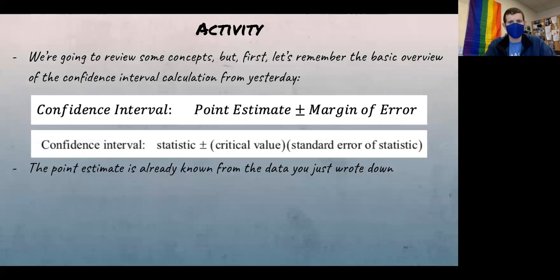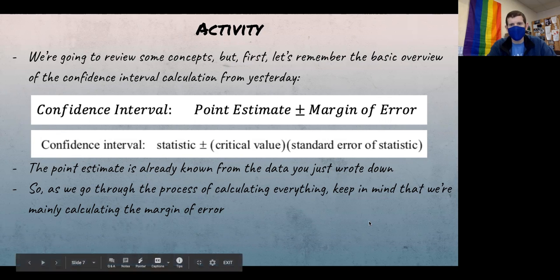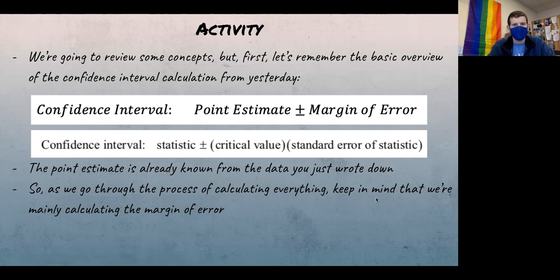All right, the point estimate is already known from the data you just wrote down. So specifically, the point estimate is that actual percent vote share that was predicted for Trump. So that first number you wrote down, in my case, 48%. So that's your point estimate. That's always easy to get. And the rest of this falls into place pretty well, so that's not a big deal. As we go through the process of calculating, keep in mind that we're mainly calculating the margin of error.